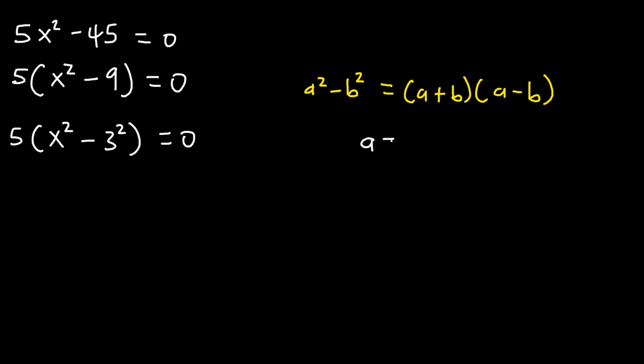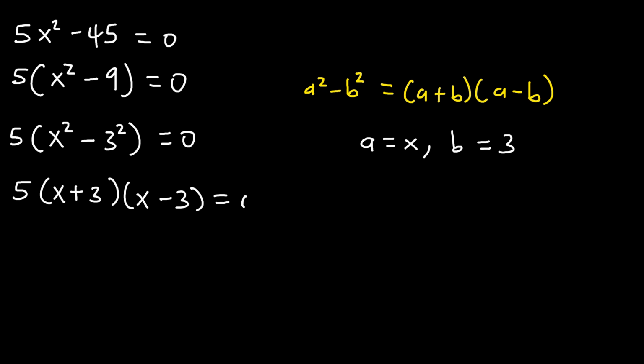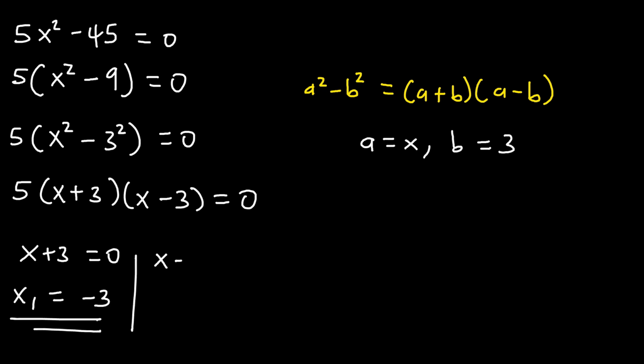This time a will be equal to x and b will be equal to 3. So we shall have 5 times x plus 3 times x minus 3 equaling to 0. And if we set x plus 3 to be equal to 0, then x1 will be equal to negative 3. And if we set x minus 3 to be equal to 0, then x2 will be equal to positive 3.